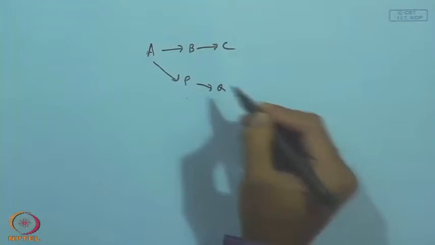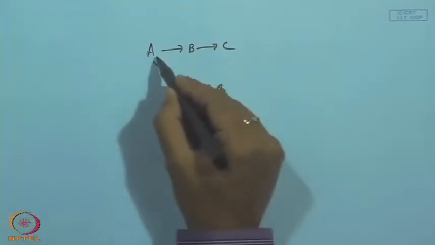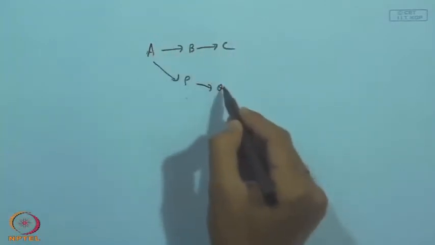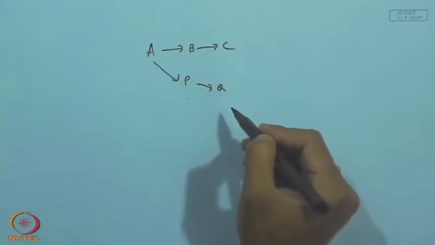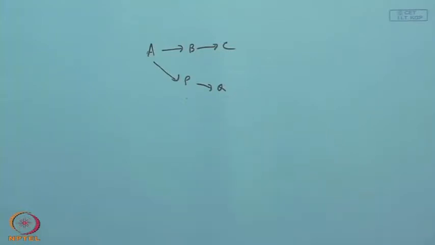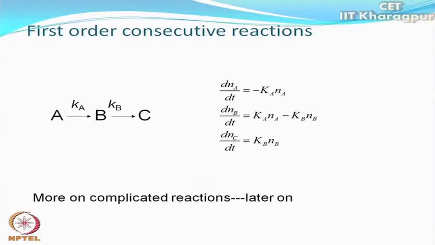Okay. So, this is a parallel reaction. This is one reaction, this is another reaction, and these two are happening parallelly. So, this puts further complication. These complicated, complex reactions we will take up later on.